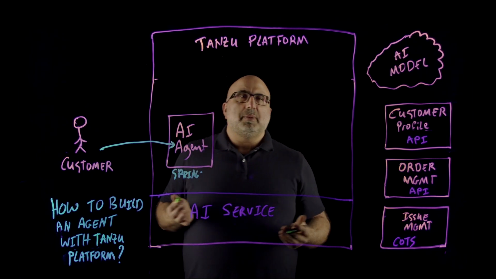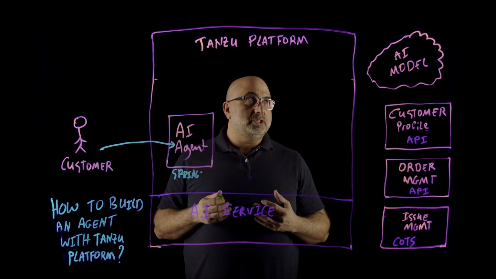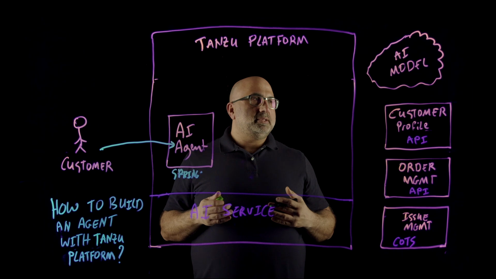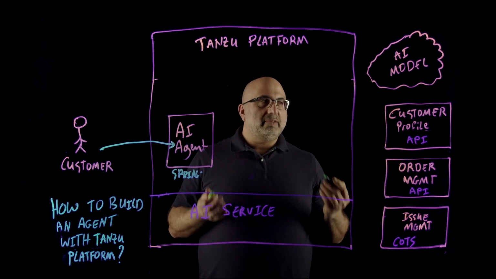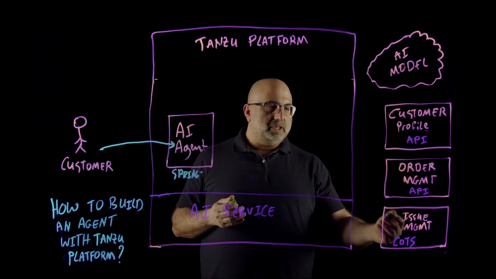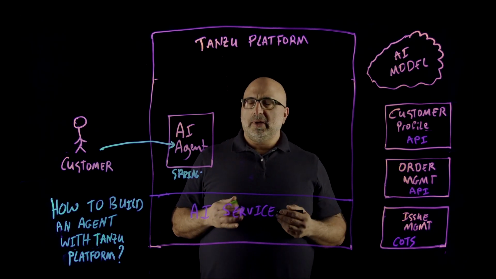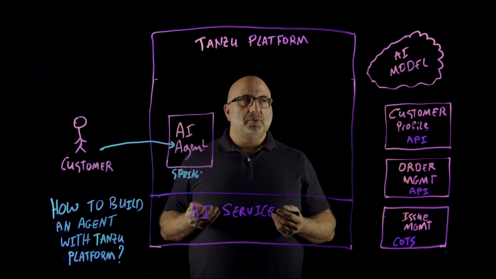And because we're a bunch of Java developers, we know our business logic and we know how to do it in Java. Now, our company happens to have a customer profile API that we've written over the years. We have an order management system and we have an issue management system. Now, the problem we have to figure out is, okay, the customer shows up at the agent and says, I have an issue with my order.